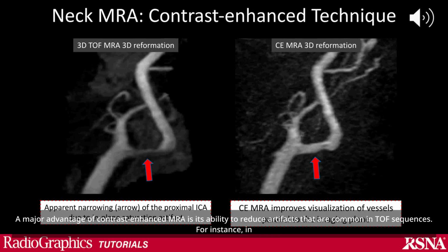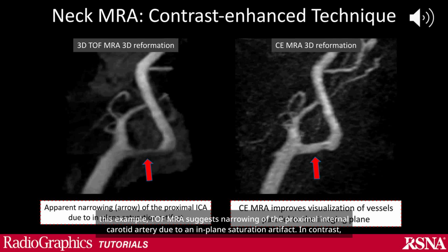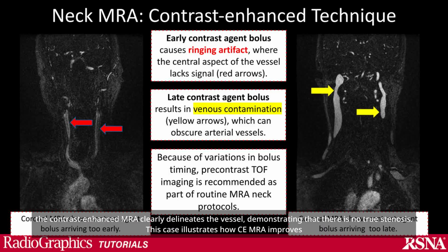A major advantage of contrast-enhanced MRA is its ability to reduce artifacts that are common in TOF sequences. For instance, in this example, TOF MRA suggests narrowing of the proximal internal carotid artery due to an in-plane saturation artifact. In contrast, the contrast-enhanced MRA clearly delineates the vessel, demonstrating that there is no true stenosis.